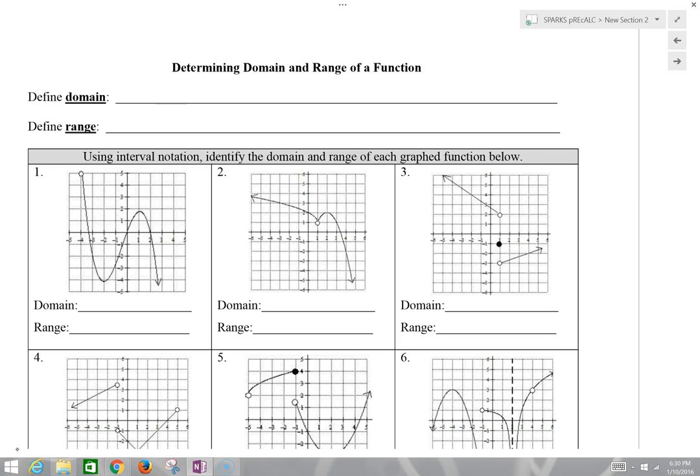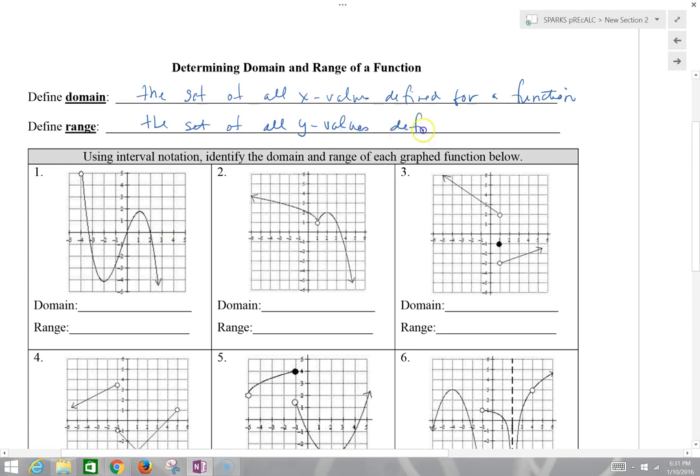So to define the domain, it is the set of all x values defined for a function. Range is the set of all y values defined for a function.